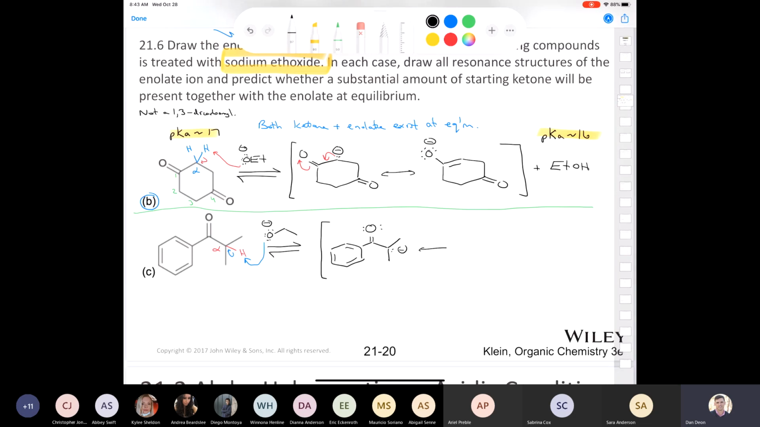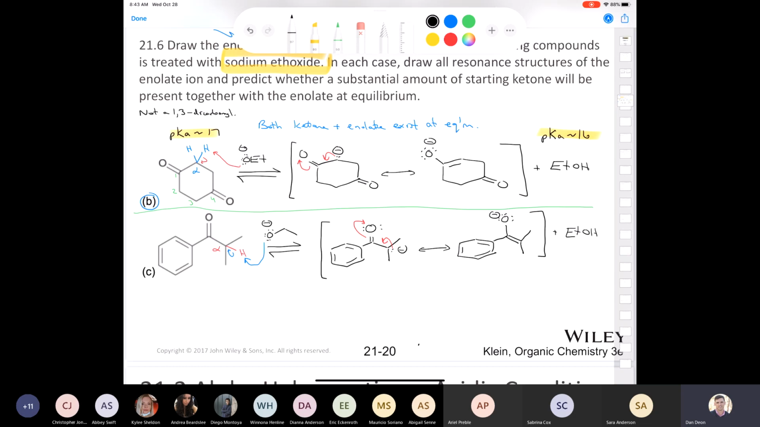Well, we know that there is a resonance contributor because these electrons can be delocalized like this. And let's draw that resonance contributor that results from the delocalization of those electrons. And it's going to look something like this. Okay, like that. And there are no other resonance contributors here. So we're also going to end up with ethanol.